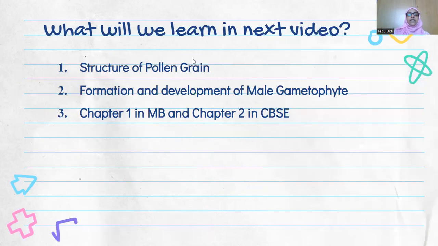Okay, so in the next video we will cover, now that we know how the pollen grain is formed, the structure of the pollen grain and how this pollen grain will further develop and go and fertilize the female egg, the female reproductive part. So that we will see in the next video.